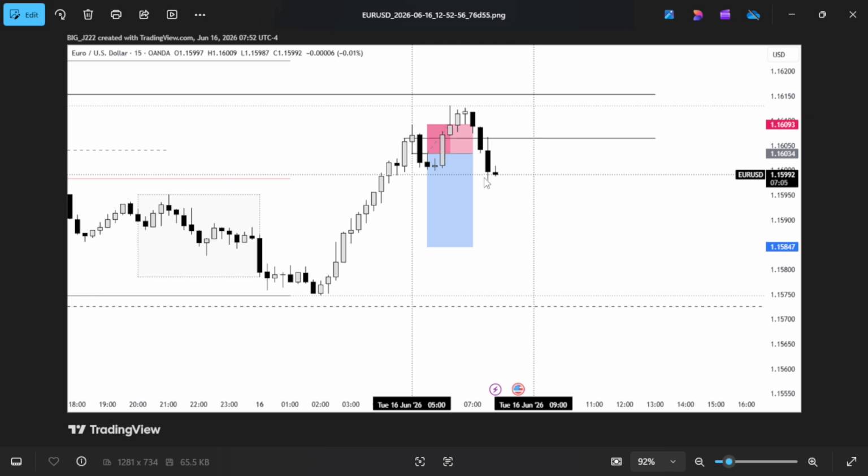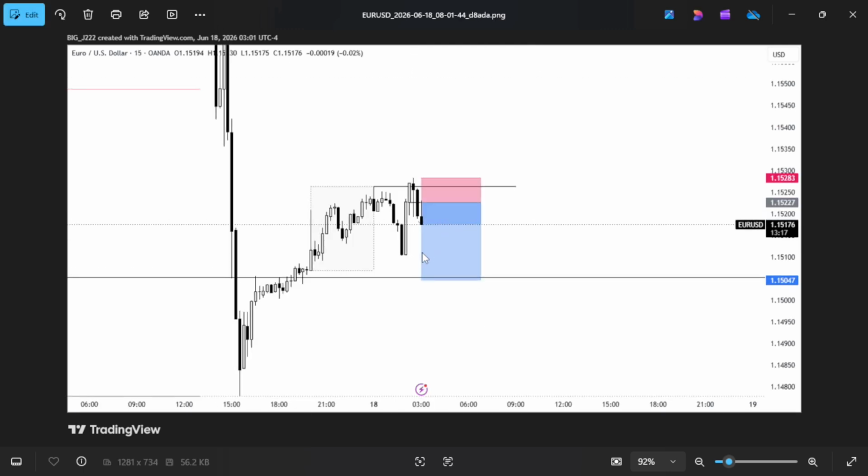But then price took me out before it went in the direction. It means I entered early. I entered when I'm not supposed to enter. Mind you, if I didn't take this trade, then Tuesday would have been a no trade, no setup, no trade day for me.